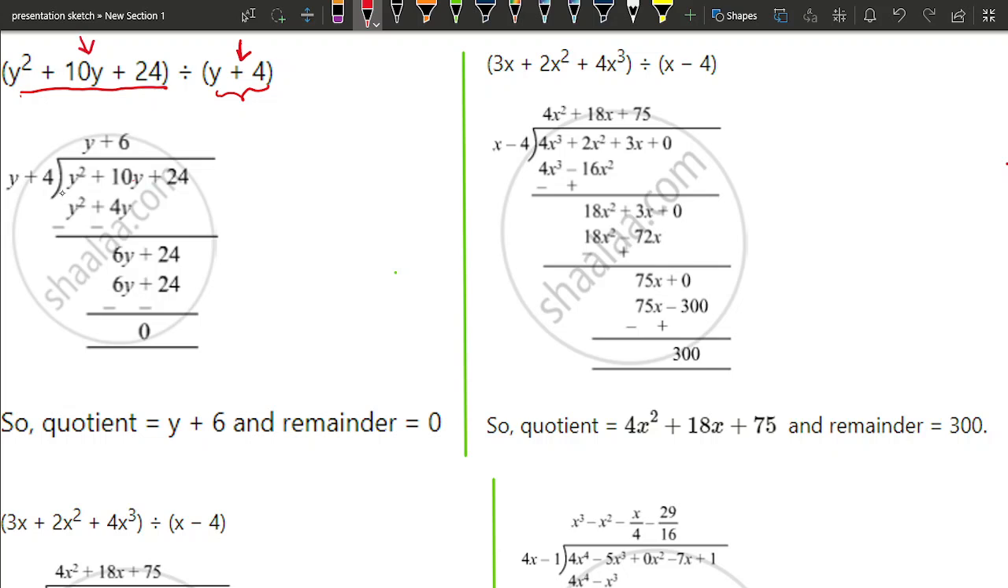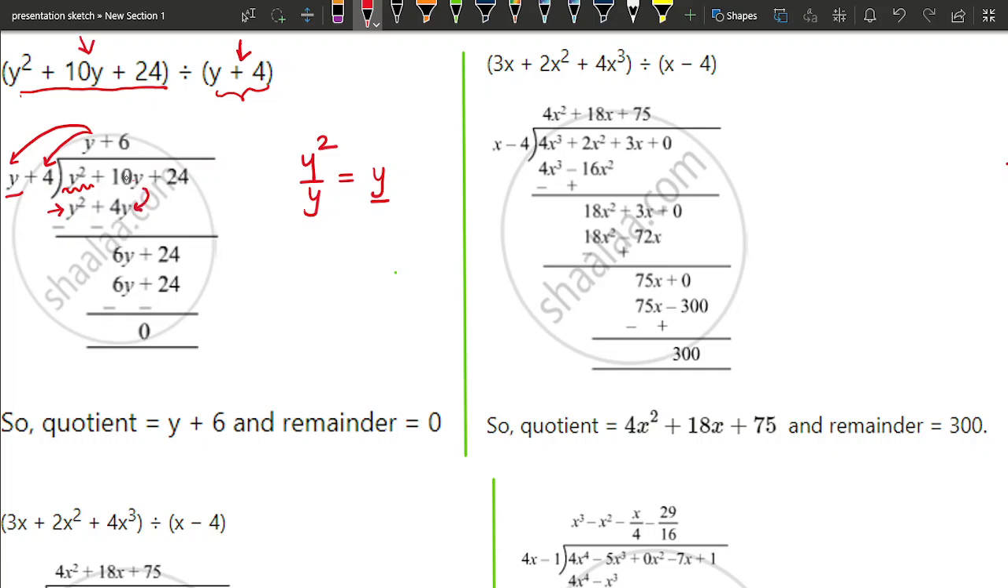Now the first thing is to observe the first term of the dividend, which is y square, and the first term of the divisor is y. So we will divide y square by y, so that we will get y, which will go in the quotient part. It is written over here. After that, this y is going to multiply each term of the divisor. So y into y will give you y square, which is written over here, and y into 4 will give you the 4y term, which is written here.